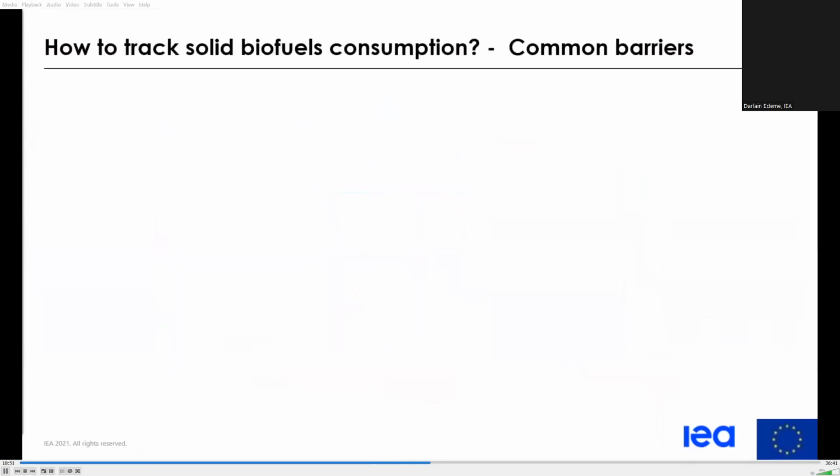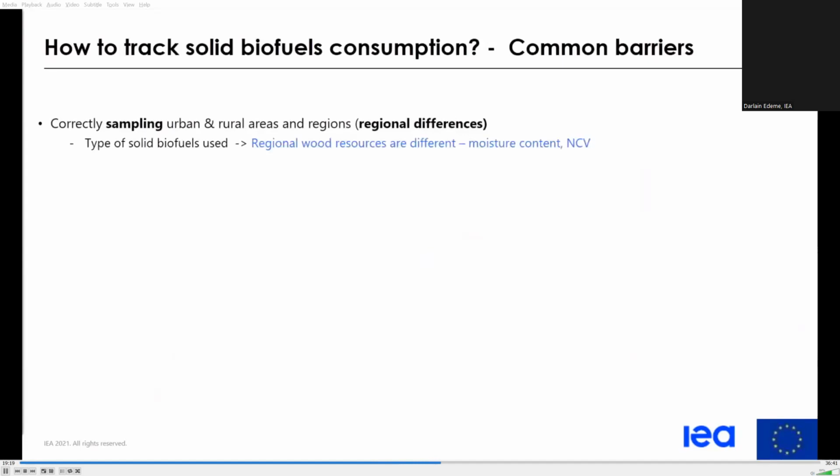What are the common barriers? As you have seen, we have this issue of commercial and non-commercial fuels. But we also have a need to have a correct sample, and it is important to work with the statistical office of your country to have a representative sample for both urban and rural areas and also by regions.